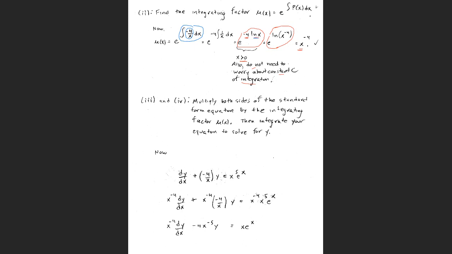So are you good up to here, Thomas? Yeah, but is that e to the integral of -4 over x? Now the integral of 1/x is the log of the absolute value of x. But we only have the log of x because we don't need the absolute value.